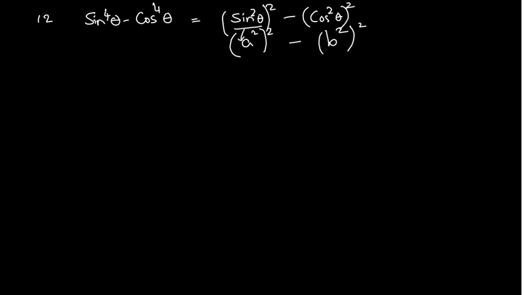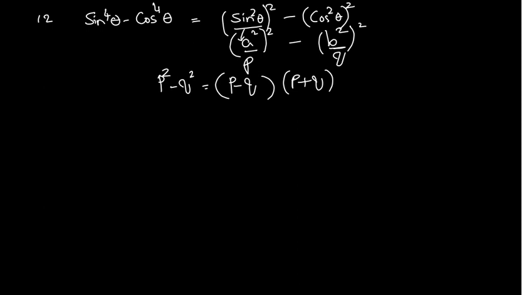So we look at this part only first. If you assume this as p and this is q, you have p squared minus q squared. So we write that as p minus q times p plus q. P is a squared, q is b squared. So you get a squared minus b squared multiplied by a squared plus b squared.